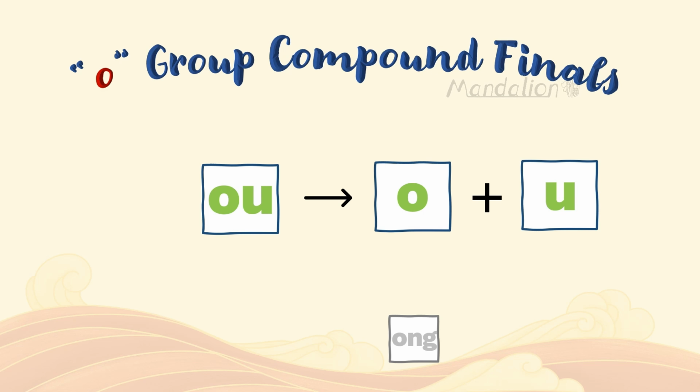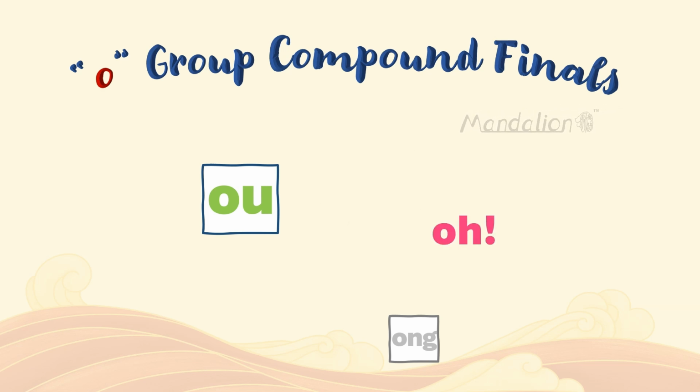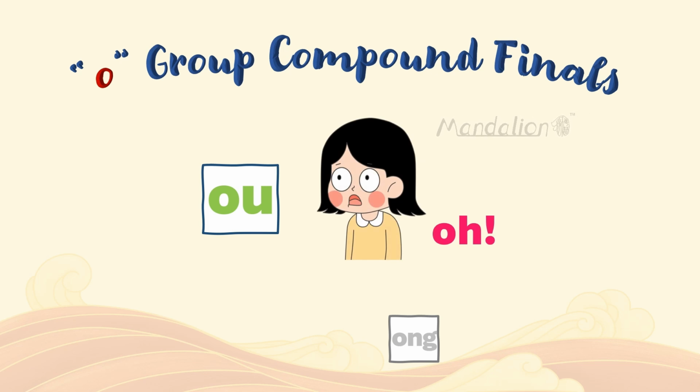Ou, ou. Remember, although this compound final is made up of two simple finals, it should be pronounced quickly and seamlessly as one syllable, and not as two syllables. So, when pronounced quickly, this compound final should sound similar to the expression oh, oh, oh.